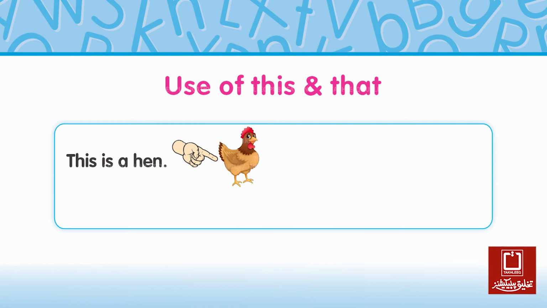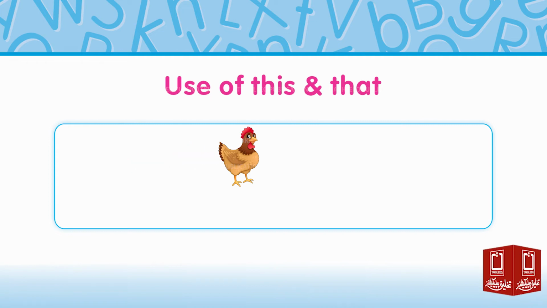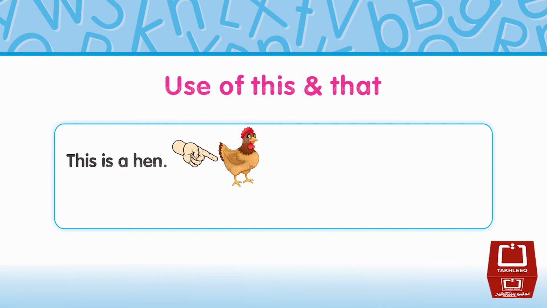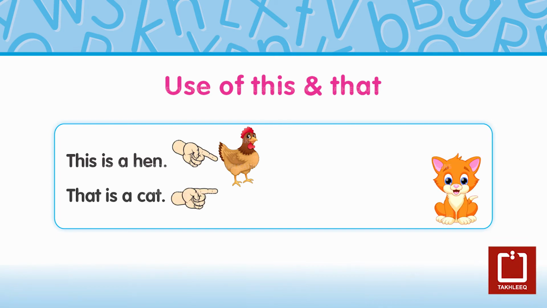This is a hen. ये एक मुर्गी है. This is a hen. That is a cat. वो एक बिल्ली है. That is a cat.